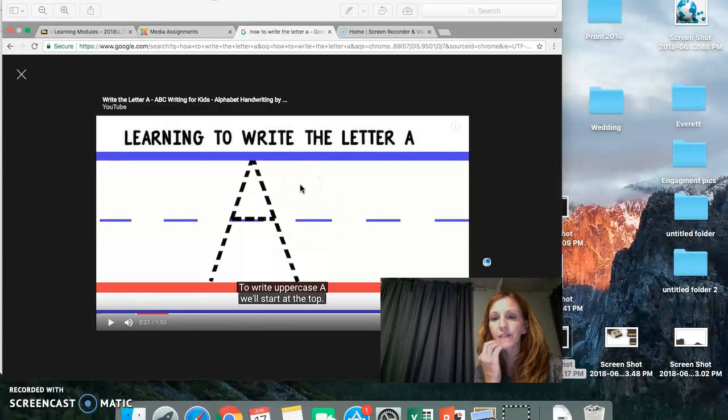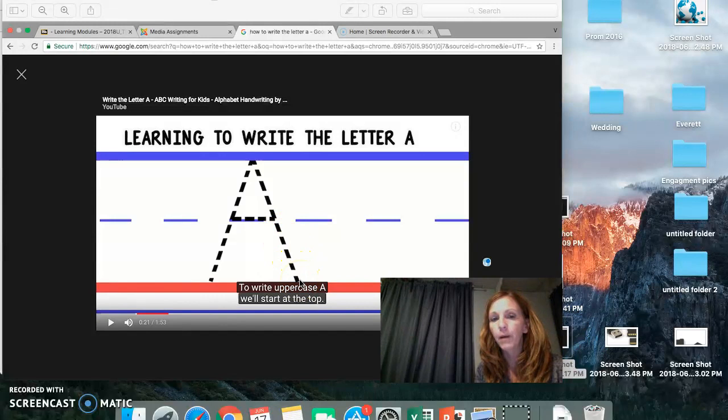So let's try tracing that letter one more time. We're going to put our pencil at the top of our letter to begin our letter. And then we are going to draw a diagonal line down. We leave our pencil on the paper and trace that line right back up. When we get to the top, we draw another diagonal line on the other side.